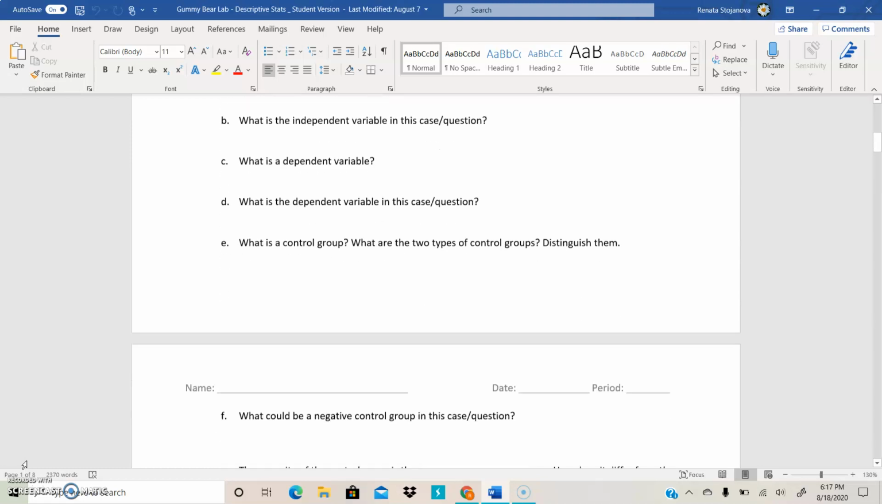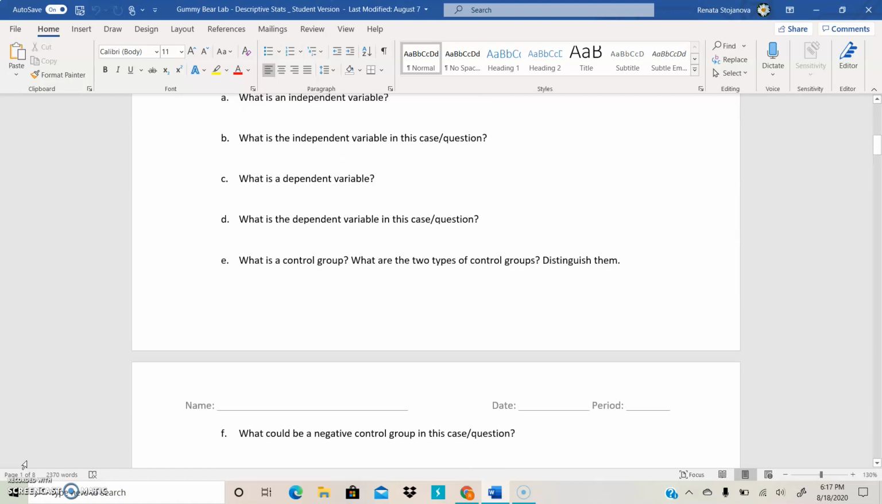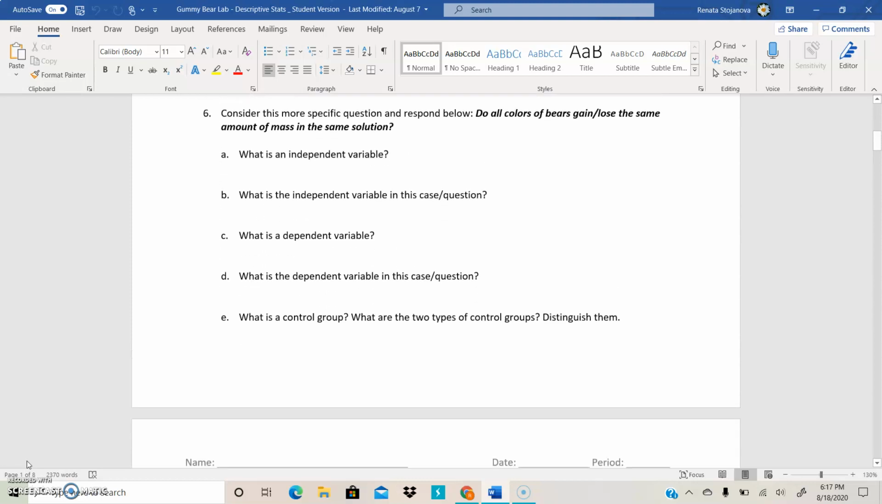Moving on to 6F. What would be a negative control group in our scenario with the gummies? You should say gummies that are unsoaked. Okay?